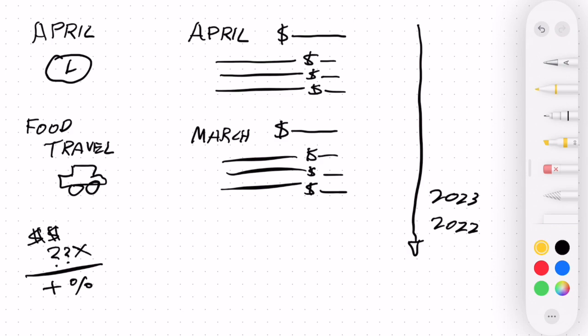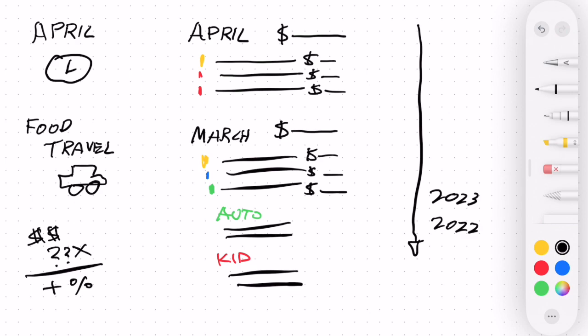To tell the different categories apart, I added some colors and icons to visually distinguish them from one another. And once we have that, you could also see we could add different categories down below. So in addition to being able to see how much we spend each month, we can answer questions like, how much did I spend on my kid in March?